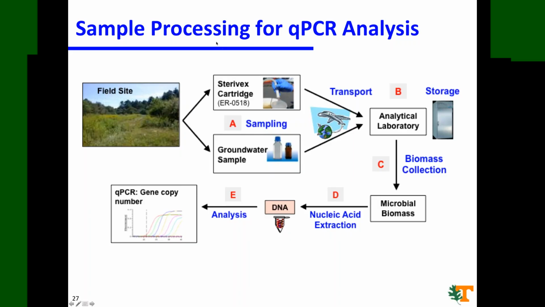So here's a general figure showing how this sampling occurs. You go to a field site, you collect groundwater, pass it through a Sterivex cartridge to collect the biomass, and ship that cartridge to the analytical laboratory. Storage can influence the outcome, so storage should be minimized. You collect the biomass, if it hasn't been done already in the field, extract the DNA and do the analysis. Most of these laboratory procedures can be controlled, so there's limited variability in the data, if this is done properly.